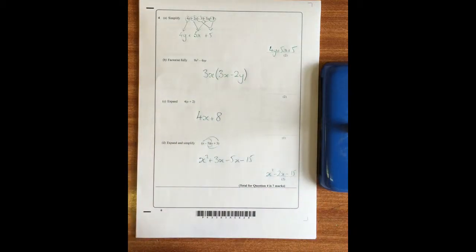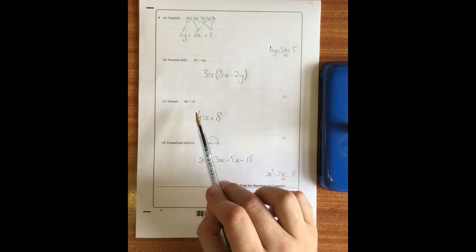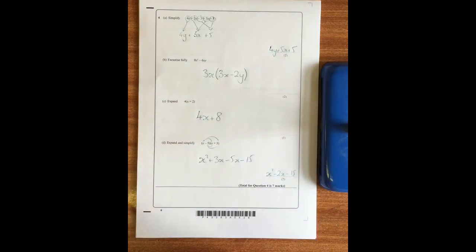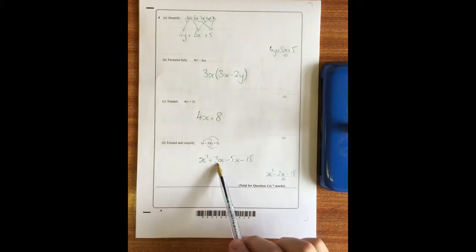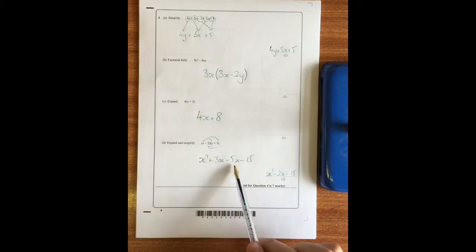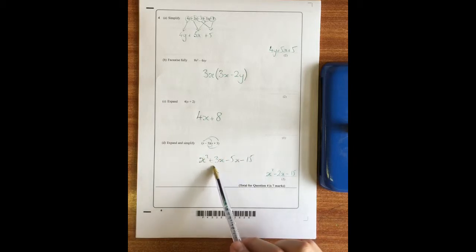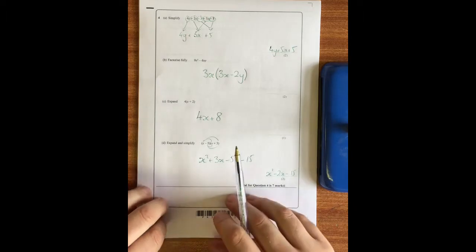Part C, expand 4 brackets x + 2. 4 times x is 4x, and 4 times 2 is 8. And expand and simplify this. x times x is x squared. x times 3 is +3x. Minus 5 times x is -5x. And minus 5 times 3 is -15. If we put the x's together in the middle, we end up with -2x. So the final answer is x squared - 2x - 15.